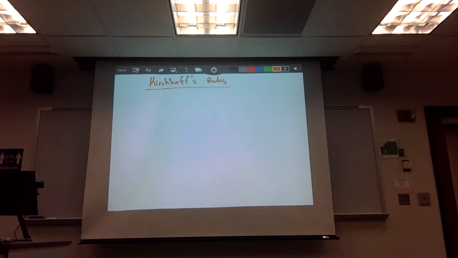Kirchhoff's rules, number one is just conservation of energy, which says for a closed loop, the change of potential must be equal to 0 when I go from point A back to point A. So in this case, if I go from A back to A through that closed loop, it has to be equal to 0.